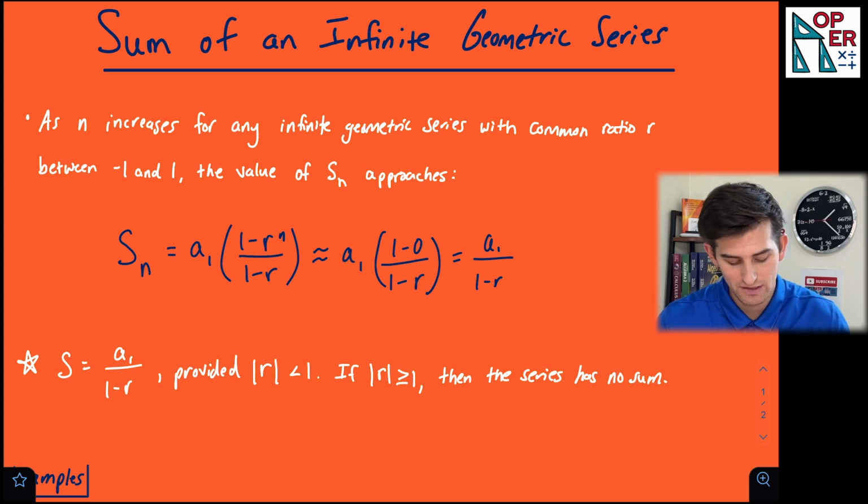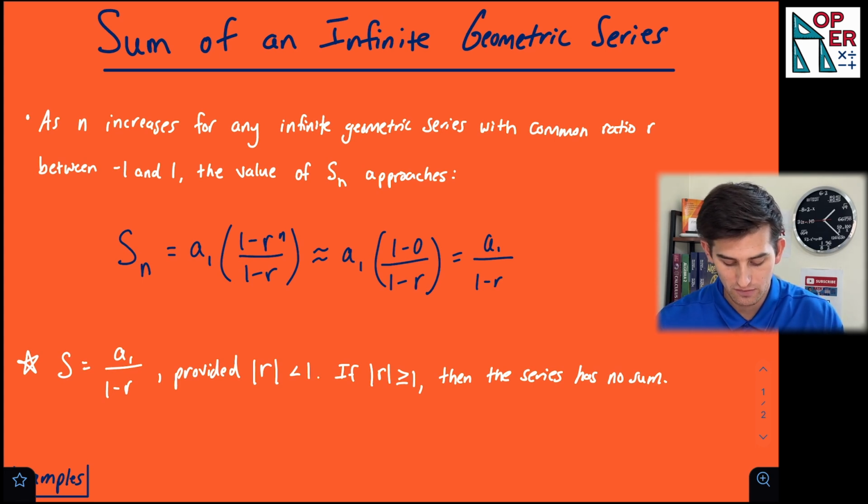So if we look at the screen, it says, as n increases for any infinite geometric series with common ratio r between -1 and +1. So I said between 0 and 1, but we're just talking about a fraction, so this fraction could also be negative, so technically between -1 and +1. So the value S_n approaches S_n equals a_1, or the first term in our sequence, times 1 minus r to the n, so r being our common ratio, n being the number of terms in our sequence, divided by 1 minus r.